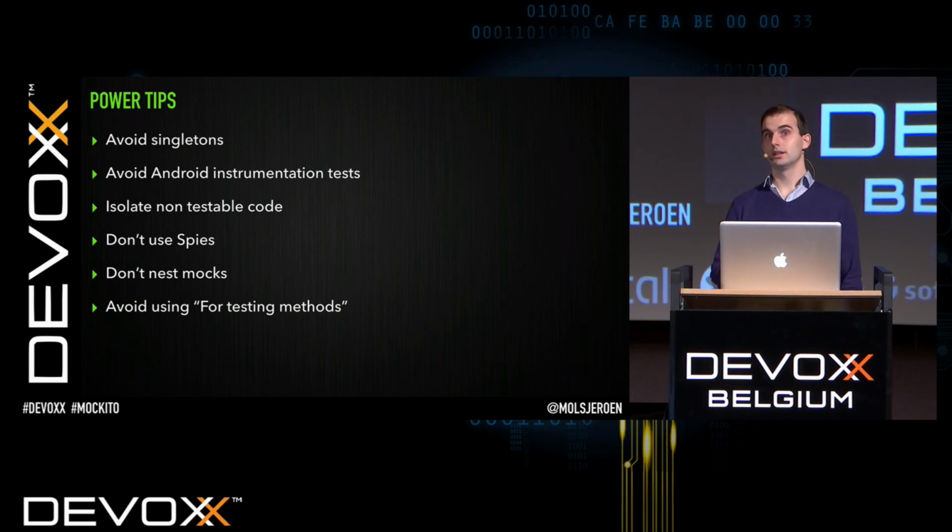Don't nest mocks. If you have a mock that returns a mock, that returns a mock, that returns a mock, you don't want to have that. Because what you're doing there is hard coding very detailed knowledge about the rest of your architecture in your tests. So if you were to change your architecture later on, those tests are going to break. So you don't want that. And avoid using dedicated methods just for the sake of making things testable.